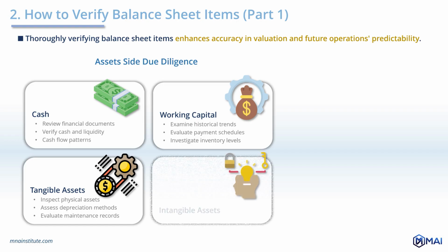For intangible assets, analyze intellectual property rights, licenses, patents, and trademarks for their validity, legal standing, and contribution to revenue. Consider the amortization policies and potential impairment issues. Verify the ownership of intangible assets and assess their alignment with the company's long-term strategic goals.